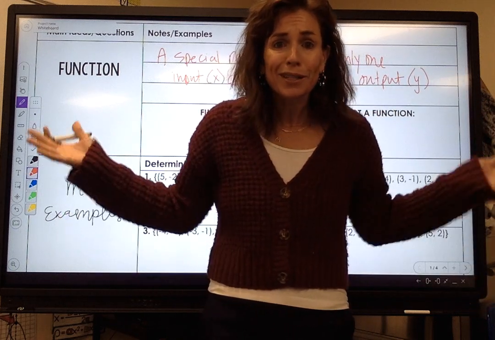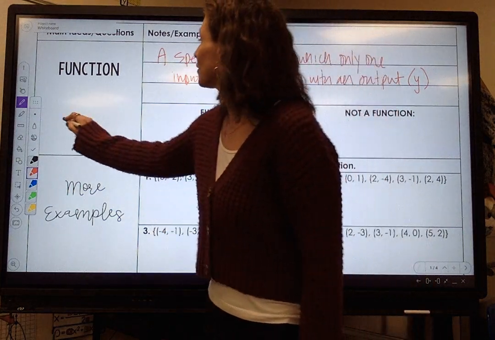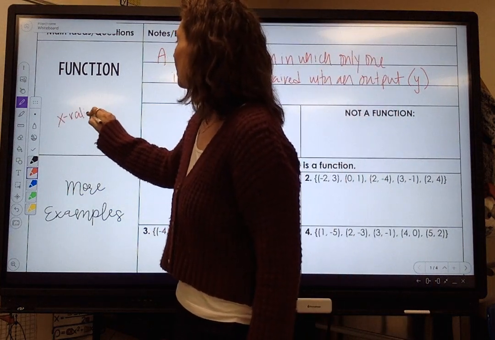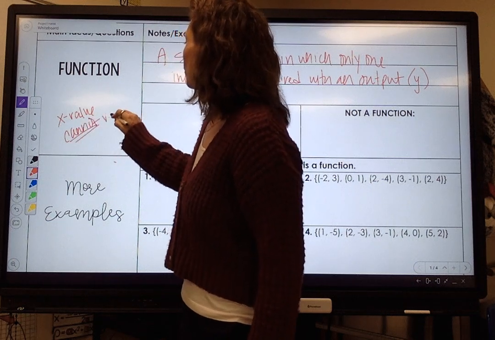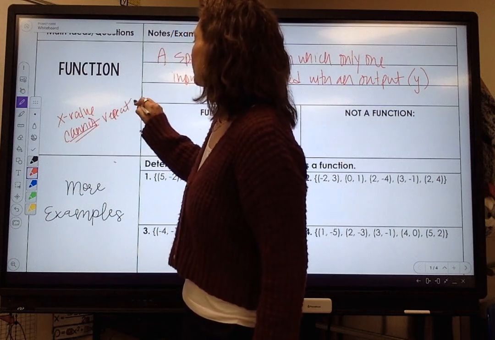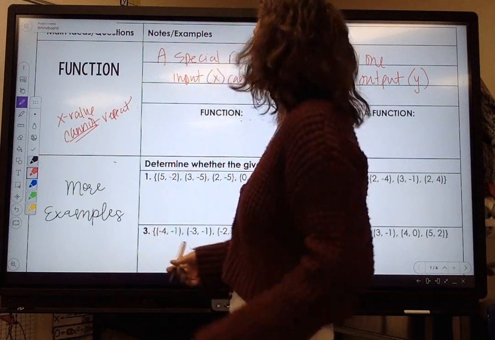So basically, what is a function? X value can't repeat. That's it. X value cannot repeat. X can't repeat. I don't care about y, but x can't repeat.